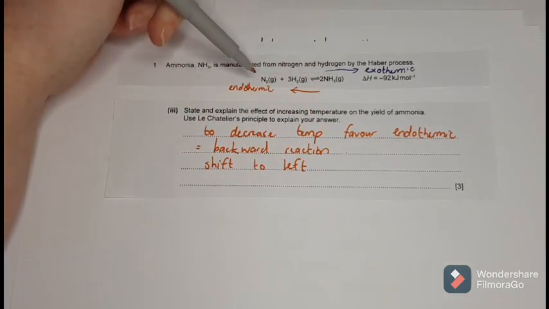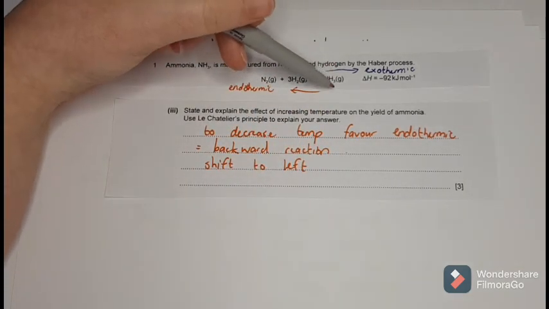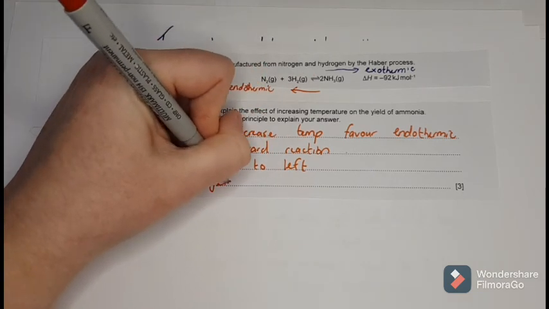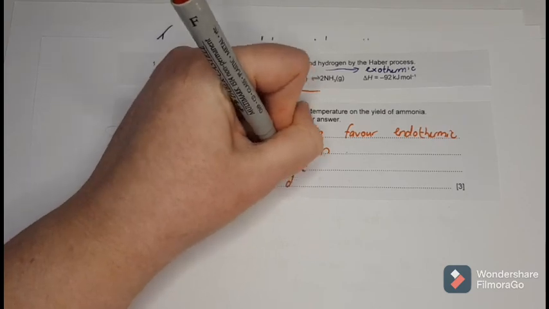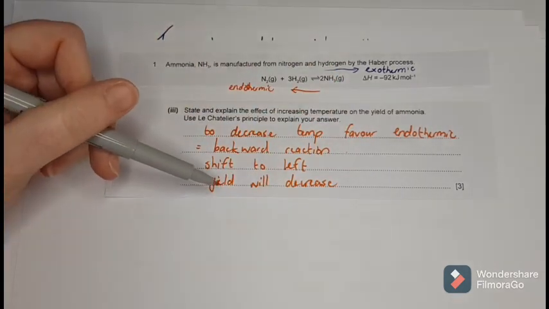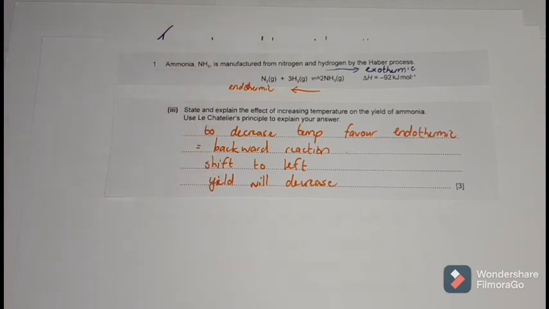If it shifts to the left, I'm going to take that ammonia and break it up. So therefore the yield of ammonia will decrease. Okay, so those are the kinds of questions that you're going to get about this section, and that's how we're going to answer them.